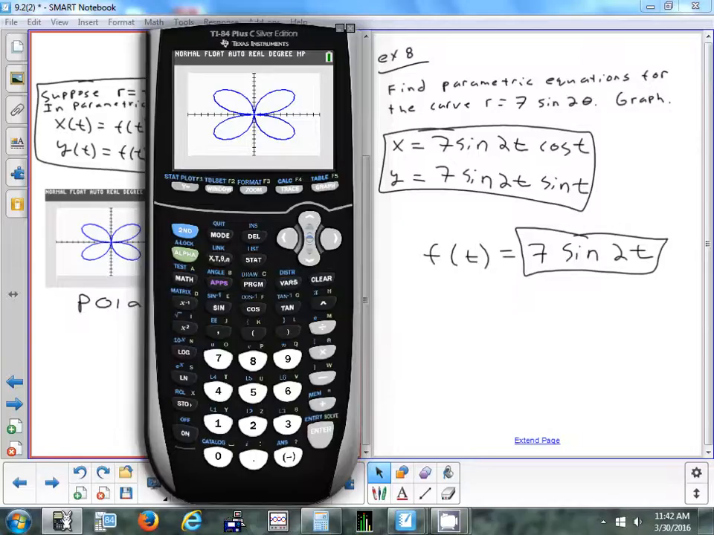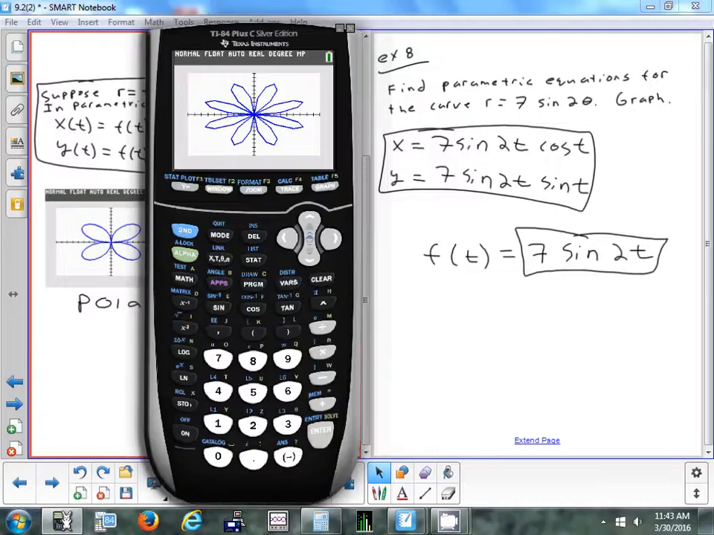Will it change its height? The only way we can change the height is the 7. The 7 changes the scale. Well, let's try making the 2 another number. Let's try 4.